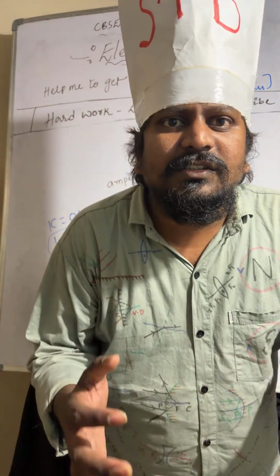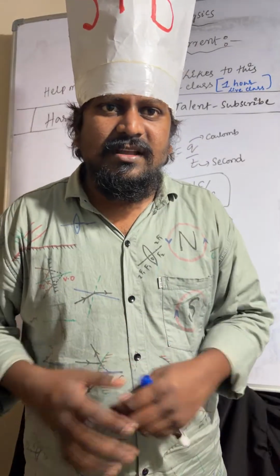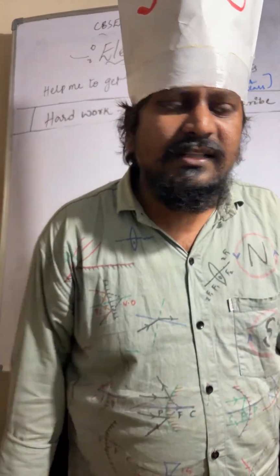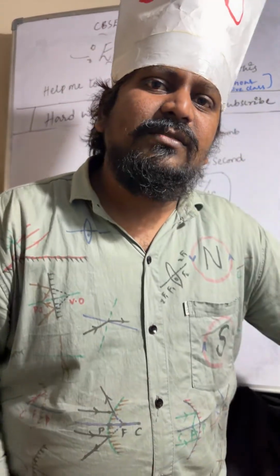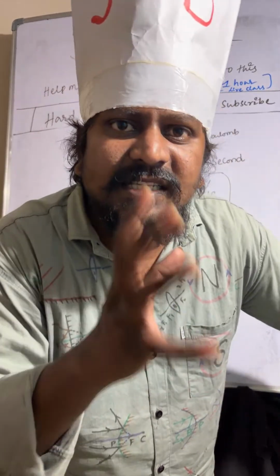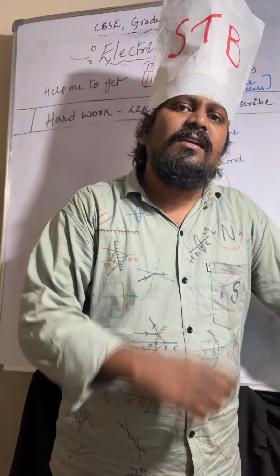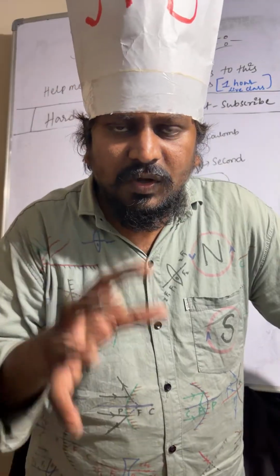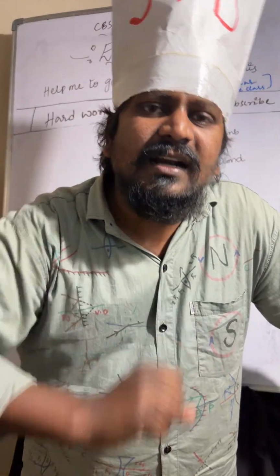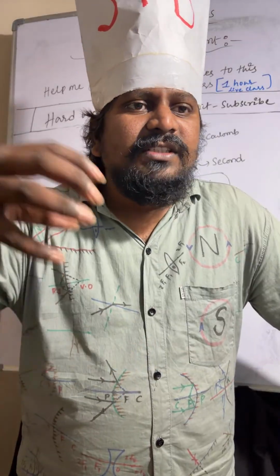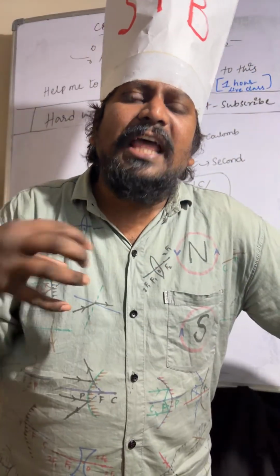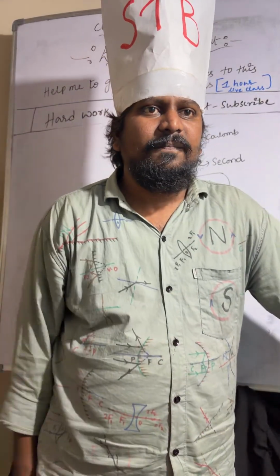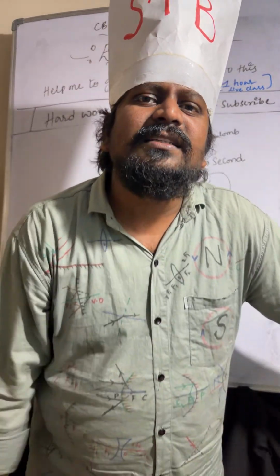Yes, so positive charges are there, and negative charges are there. Positive charges are protons, negative charges are electrons. Those charges are moving in the conductor. Right? Yes or no? Charges are moving in the conductor. Then only we can say current is flowing.